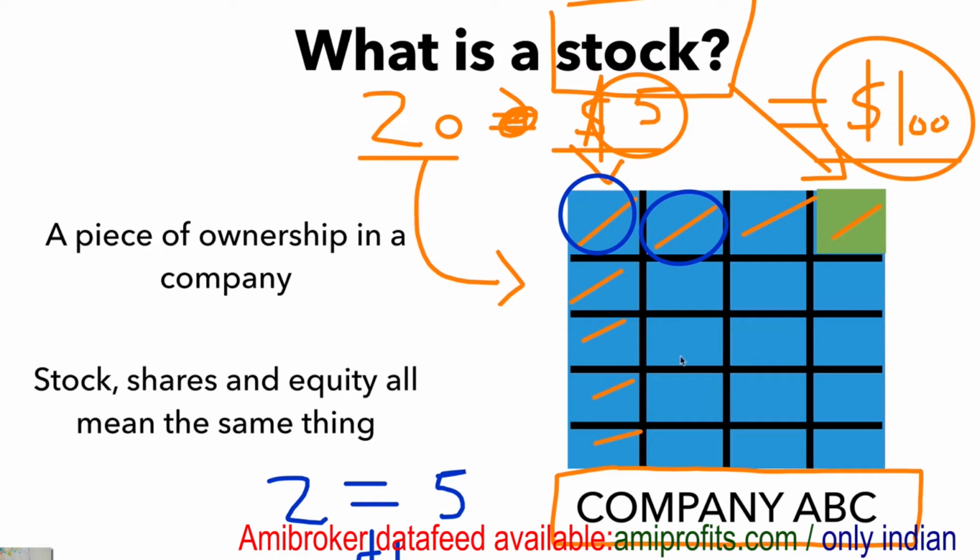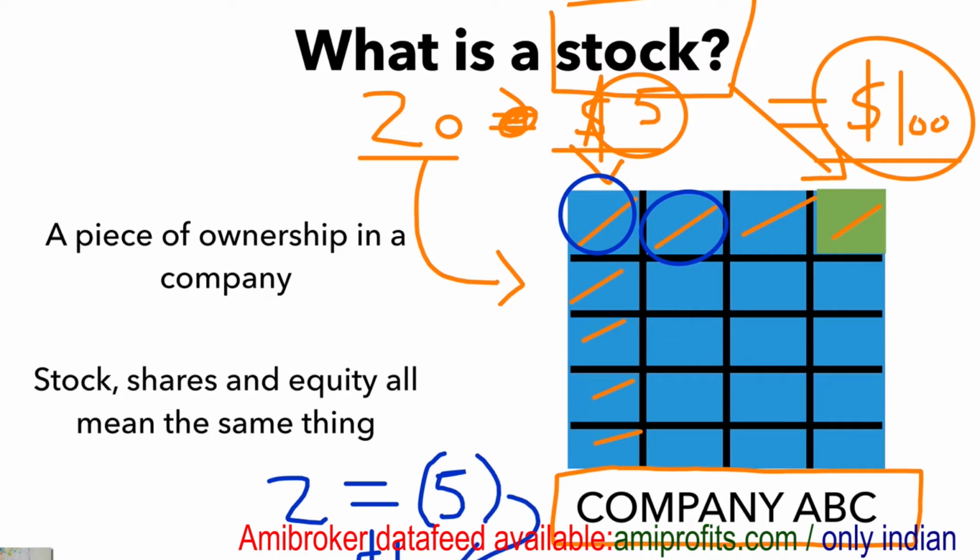Now let's say I'm buying it because I think the share value is going to go higher because of reason X, Y, and Z, which we will cover. So you go and you purchase 2 shares of company ABC. Each share you're paying $5, so you're paying a total of $10.